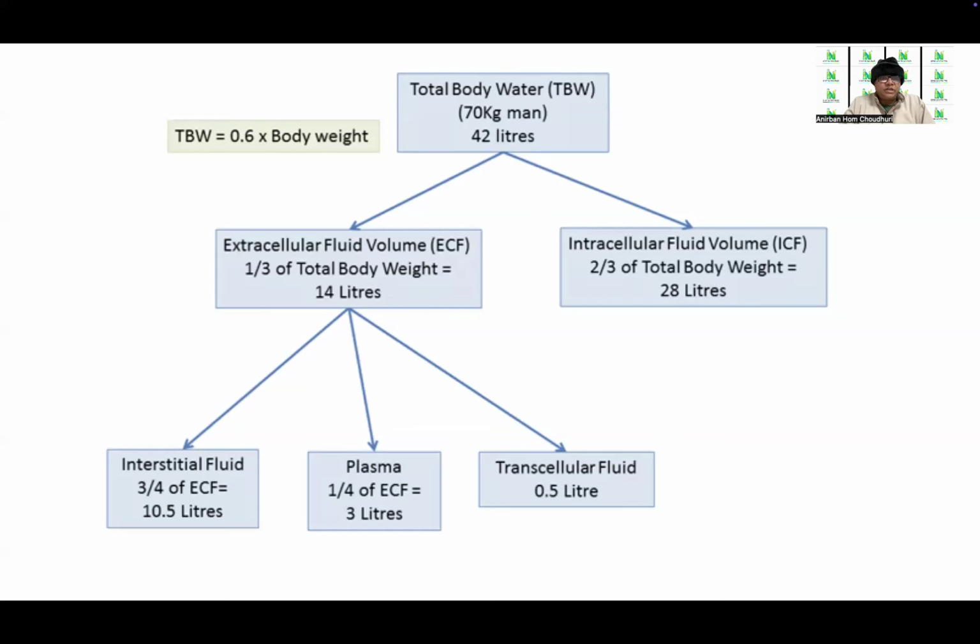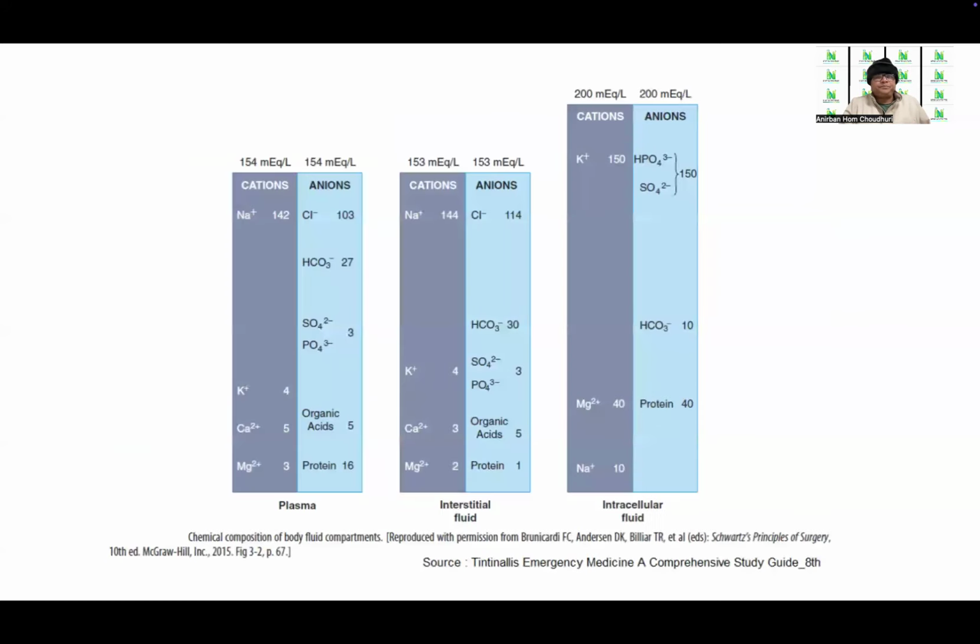Now, out of this 14 liters of extracellular fluid, about 1/4 is in the plasma and 3/4 in the interstitial spaces. So that makes around 3 liters and 10.5 liters. And of course, a little bit of transcellular fluid needs to be counted, which is present in a very minor amount. So this is the apparent distribution of the total body water in the body. And any distribution of fluid takes place in a particular relationship to this distribution of water, depending upon its content.